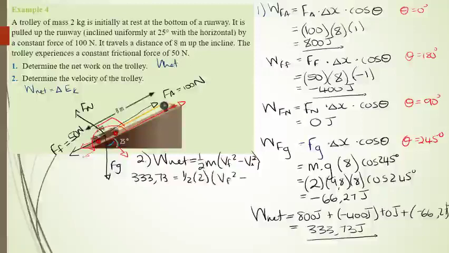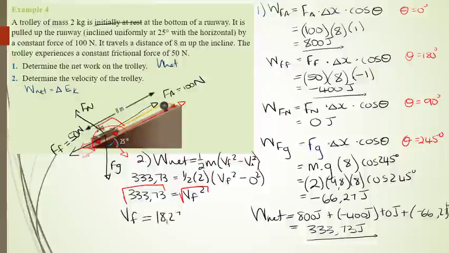But do you remember what your initial velocity was? If we go look here, it says initially at rest. So my initial velocity was 0 meters per second. So we end up having 333.73. This ends up being 1, and I get final velocity squared. To get rid of that square, I have to square root both sides, and I find out that my final velocity ends up being 18.27 meters per second.